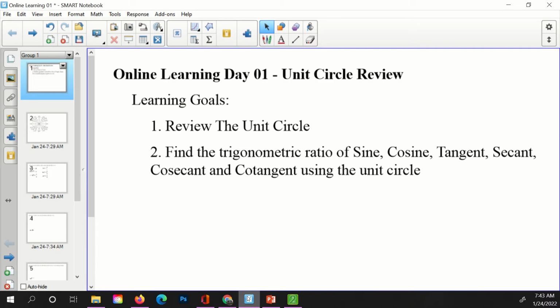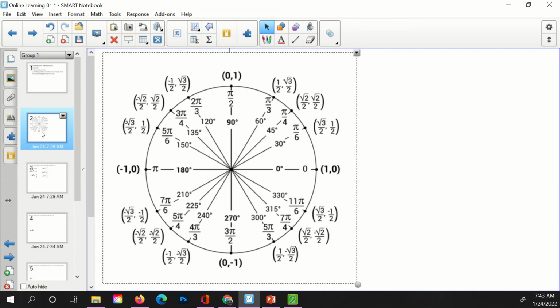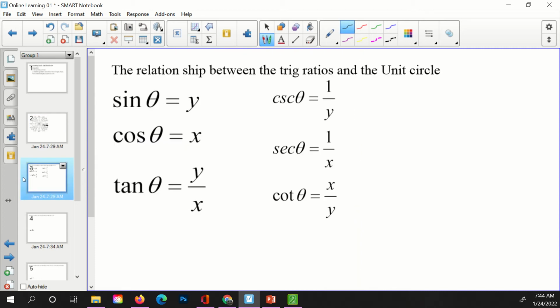Today we're going to review the unit circle, and we're going to find some trigonometric ratios of sine, cosine, tangent, and secant, cosecant, and cotangent using the unit circle. Here is a picture of the unit circle. It has all the values except for the ones that I want to talk about all the way around. We also have to have 2 pi, 360 degrees, and then also 1, 0, because we're going to need that later on when we get to angles that are bigger than just 2 pi.